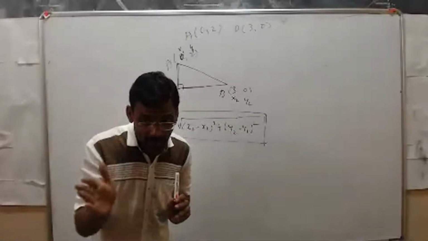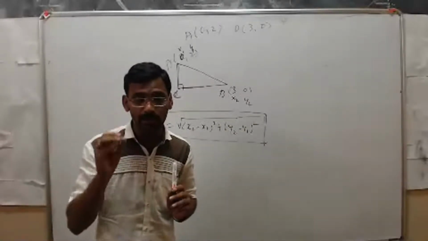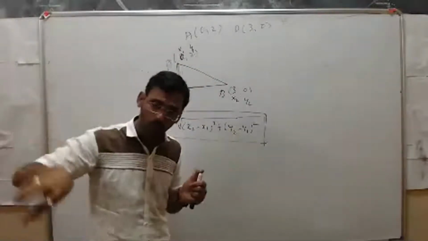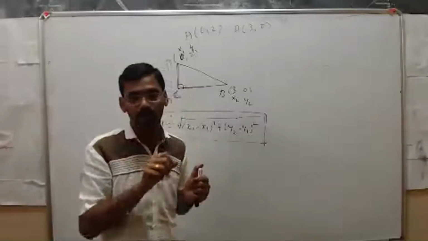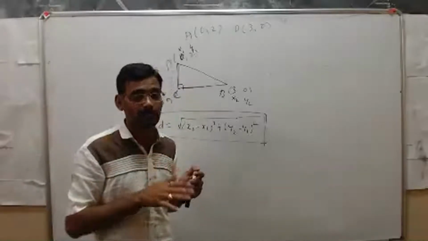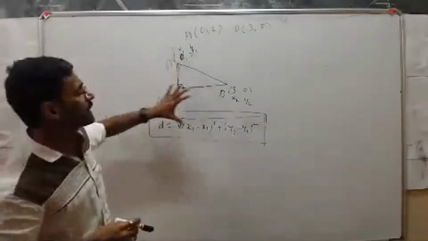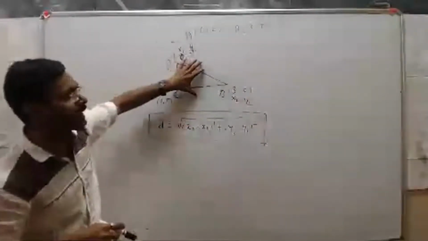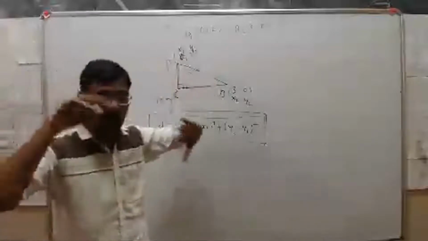It is coordinate geometry. Coordinate geometry means we are going to study about the coordinates in the Cartesian plane. Okay, find the perimeter of this particular triangle on the Cartesian plane. We should have that concept.